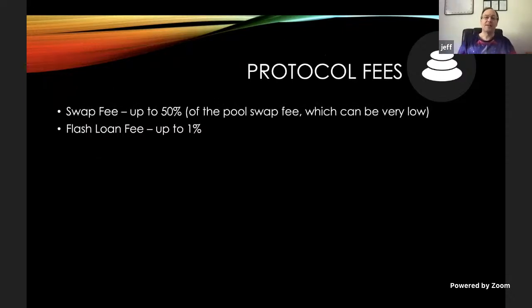So that's that. And as I alluded to, V2 introduces some swap fees or some protocol fees. There are 2 kinds. They're currently 0, but they could be activated by governance. There's a swap fee and a flash loan fee. The swap fee is a percentage of the pool fee. So if the pool swap fee were 1% and the protocol swap fee were also 1%, the total would be 1.01. And they could be very low.